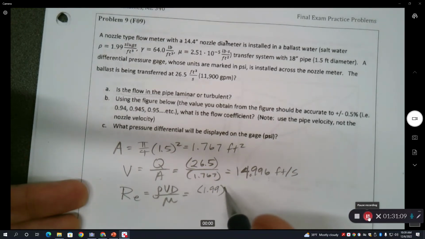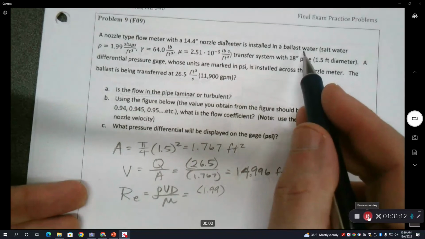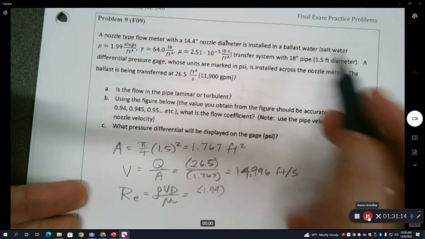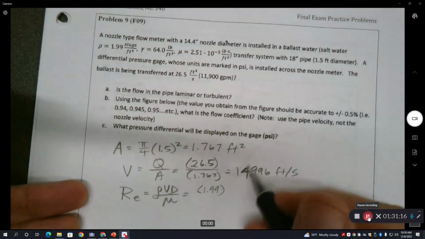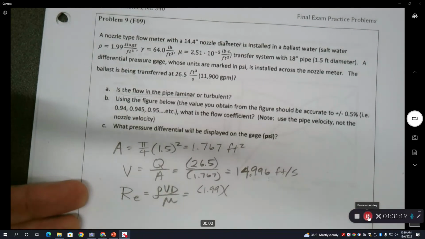1.99. Oh, ballast water, by the way, you know what ballast is? Ballast, okay. The water you keep down in the tanks in the bottom of the ship, so you lower the center of gravity.